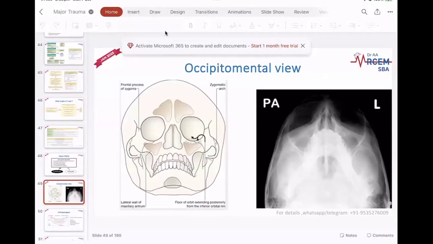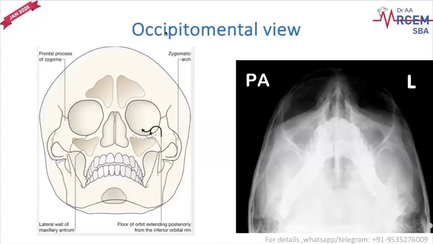That ends all the questions. So we are going back to the occipital or the facial bone injuries. You need to be aware of the structures here. Occipitomental view, there are two occipitomental views you need to be aware of. One is 15 degrees, another one is 30 degrees extension of the neck. This is a 15 degrees extension of the neck. This is the 30 degrees extension of the neck.